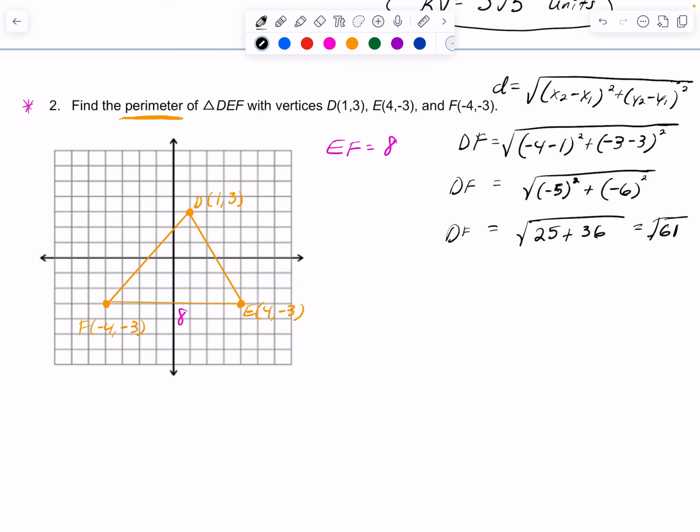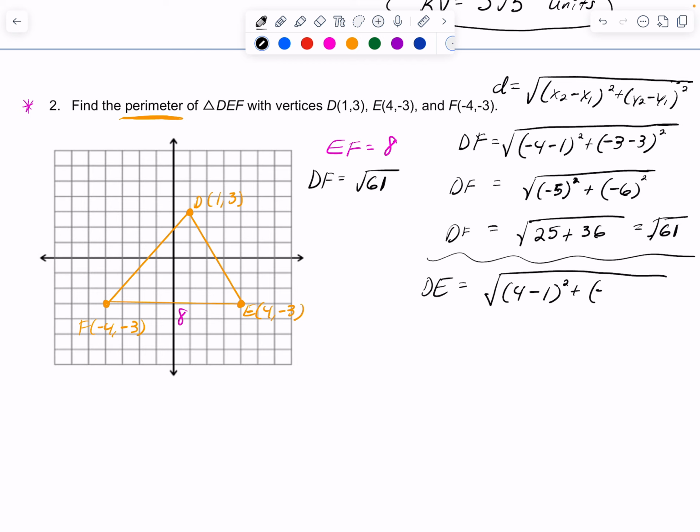Now 61 is a prime number. I cannot reduce that in terms of just 1 and 61. I have no other factors. So I'm going to write down that segment DF is the square root of 61 units. Okay, let's do the same thing, but for my other side length, which is DE. All right, so doing DE, I'm going to have 4 minus 1, all that squared, plus -3 minus +3 squared.